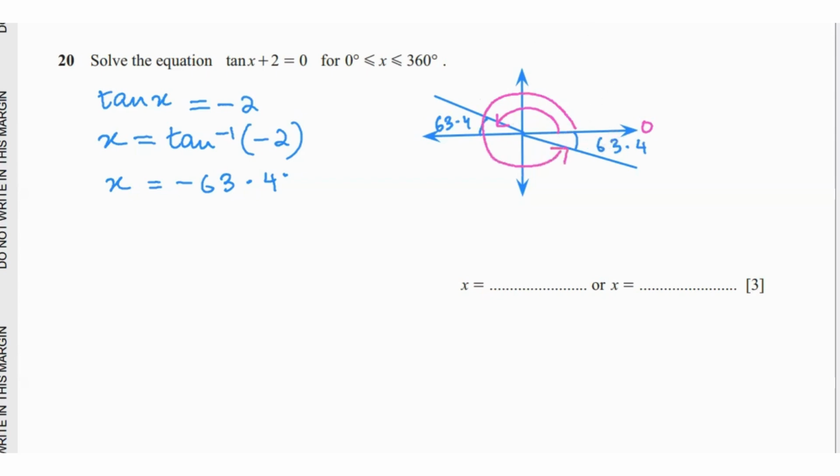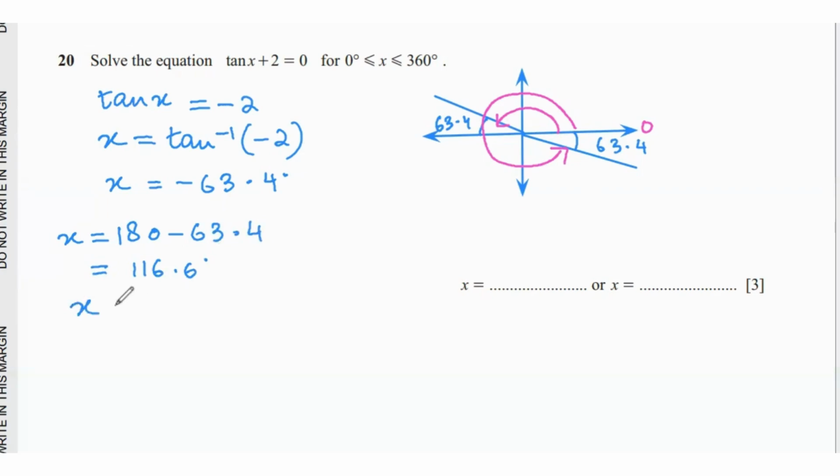So for the first angle, we will do 180 minus 63.4. Now over here, if you notice, we're not writing it as negative 63.4, it's positive. That's because that negative sign was used to identify in which quadrant the angle would be, which is the second and the fourth quadrant. So when you're trying to find that angle, we're not doing 180 minus negative 63.4. It's just going to be 180 minus 63.4. So that is going to give us 116.6 degrees.